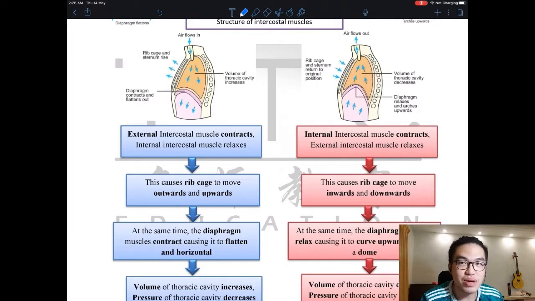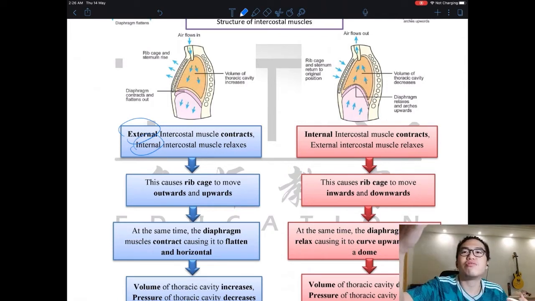Intercostal muscle this time has 2, which is external and internal. Think of it this way. External is like outside. When it contracts, it will pull your ribs out. The inner one, when it contracts, it will pull you in. It's like 2 strings. One is to pull you out. The external is to pull you outside. The internal is to pull you inside. I hope this makes sense.